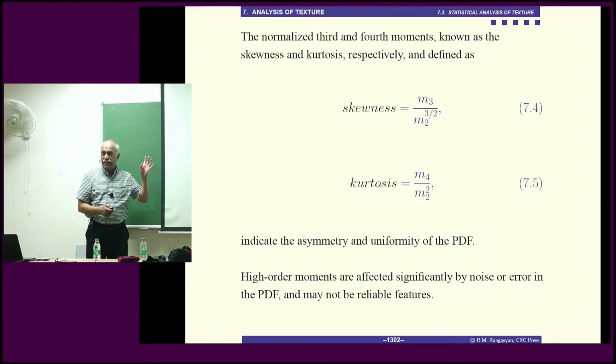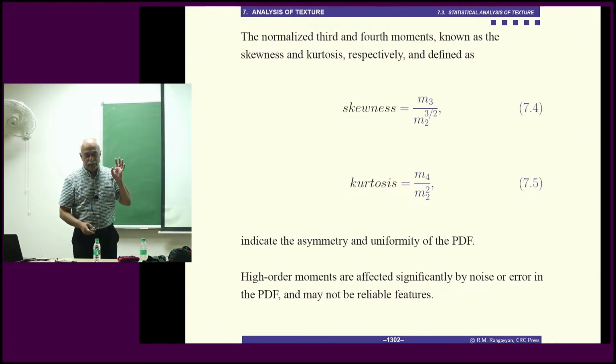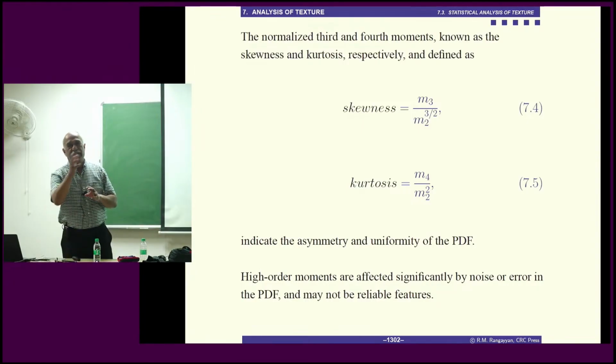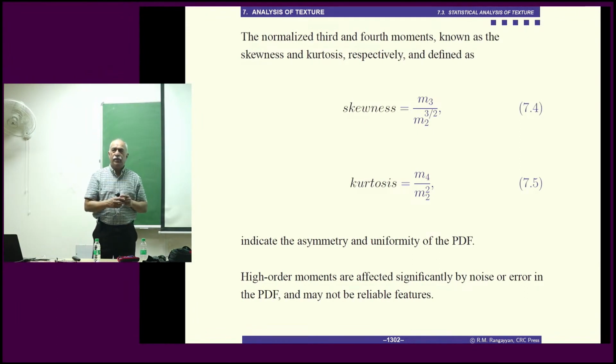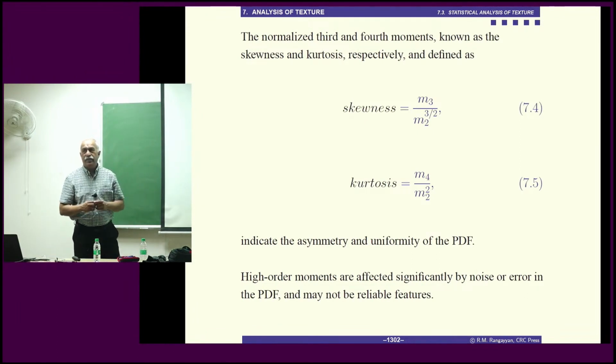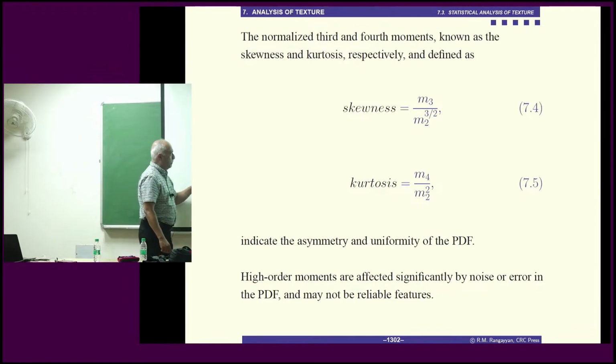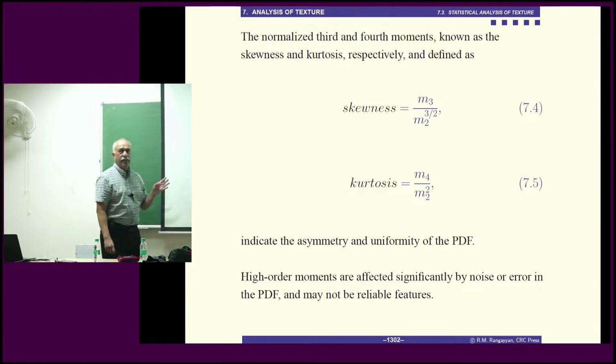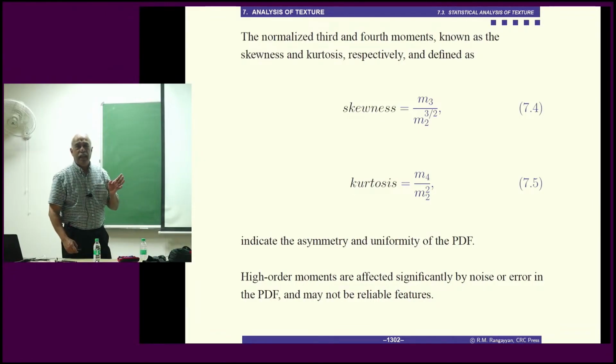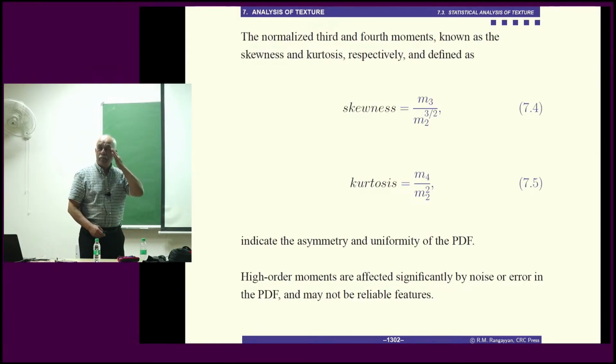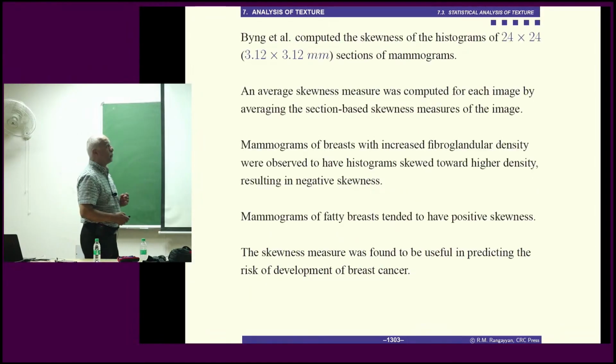They are basic statistics, but we need to recognize what is important in the given application, what is the distinction between the categories, benign, malignant, or so on. In vertebral compression fractures, we found kurtosis to be useful. I'll show you that later on. But high order moments are affected by noise or error in the PDF or in your measurements, and they may not be reliable. Going up to kurtosis is commonly done. There should not be any difficulty up to the fourth moment, but if you go further, then noise becomes an issue.